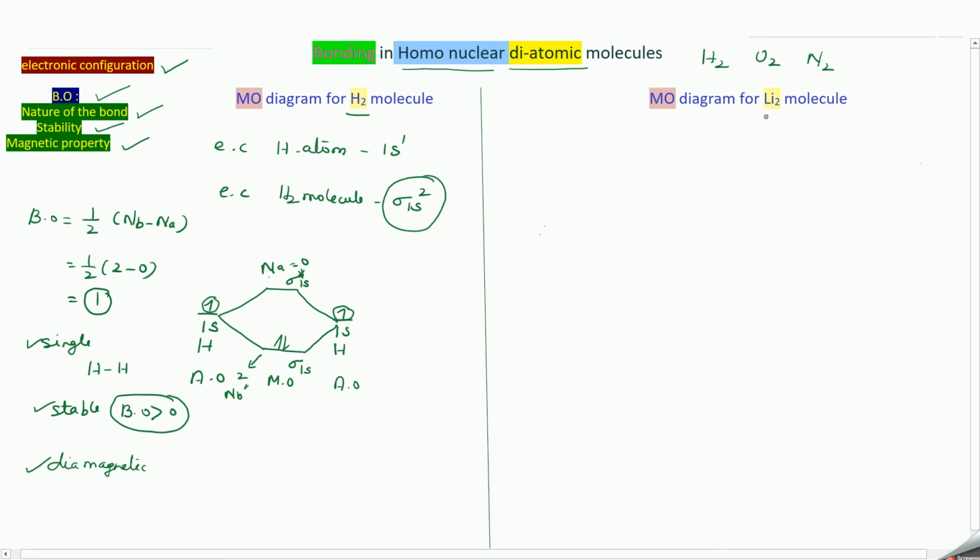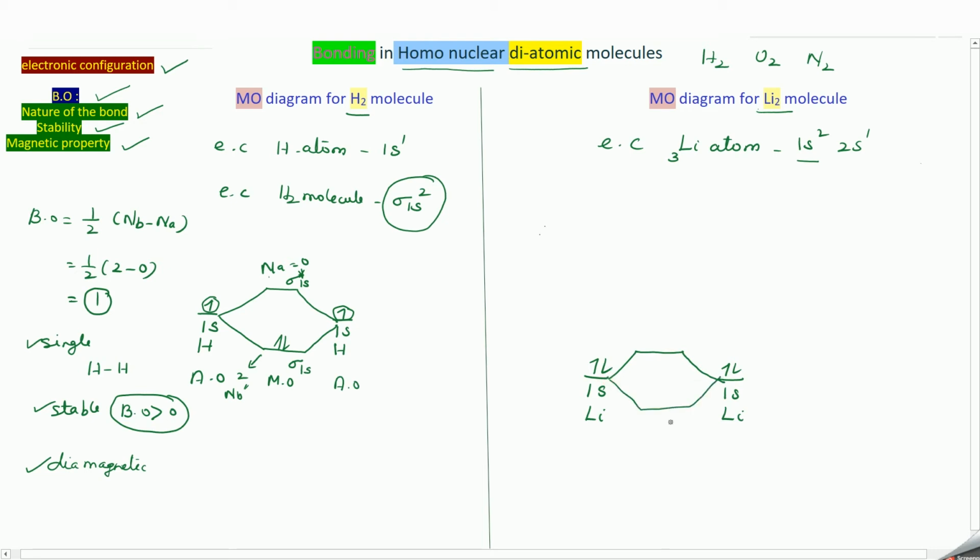Next we will go to the molecular orbital diagram for the lithium molecule. For that you first write the electronic configuration for the lithium atom. Lithium has atomic number 3, so you have 1s2, 2s1. So how to draw the molecular orbital diagram? First you take the 1s orbital. You take a lithium atom whose 1s orbital has 2 electrons. Now you take another lithium atom whose 1s orbital has 2 electrons. And these two mix to form two molecular orbitals.